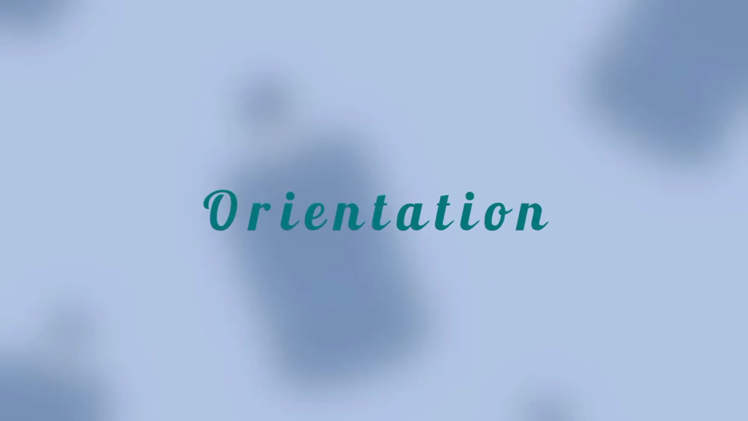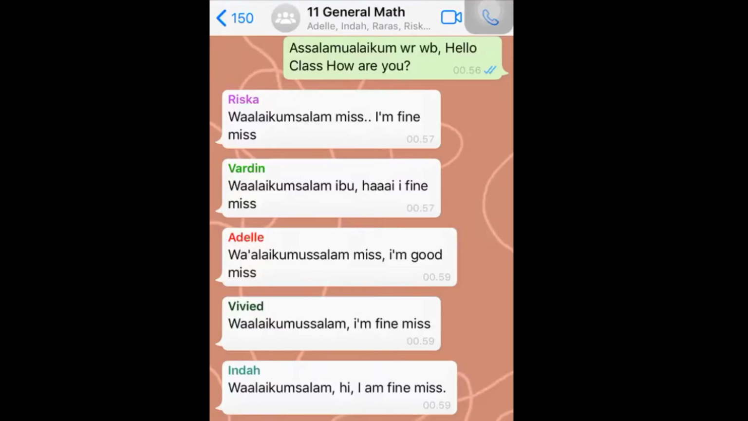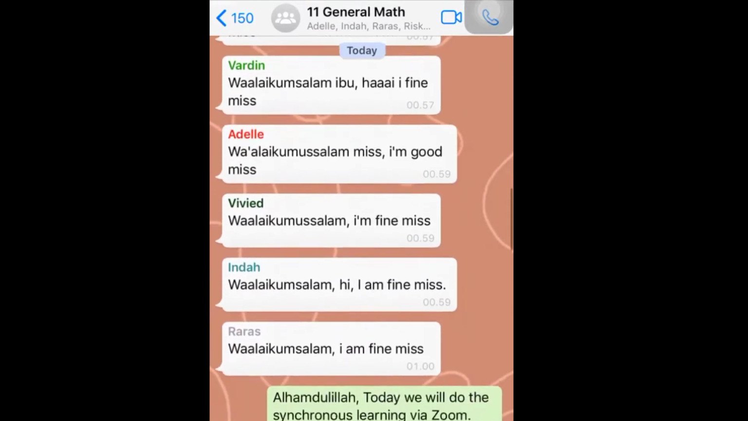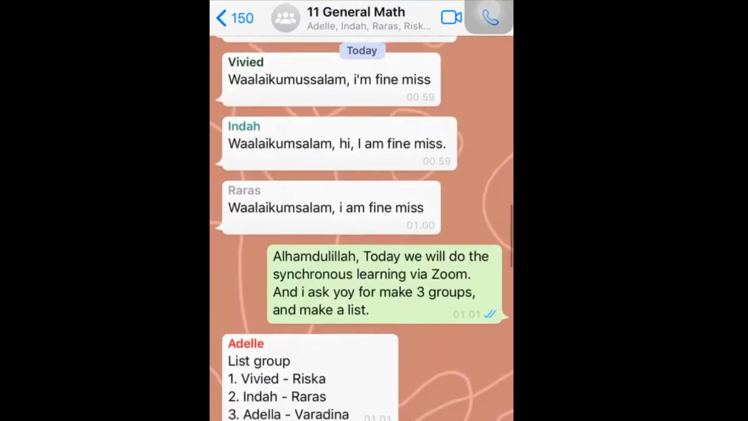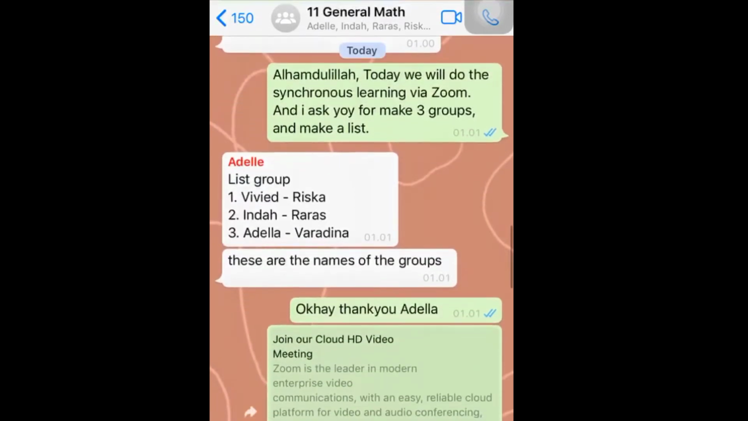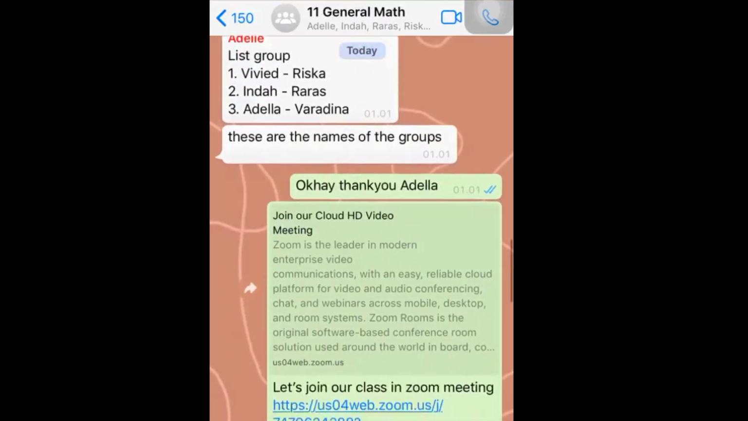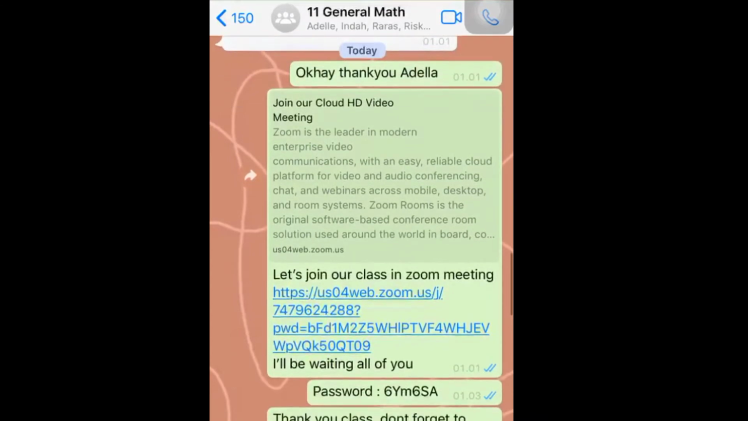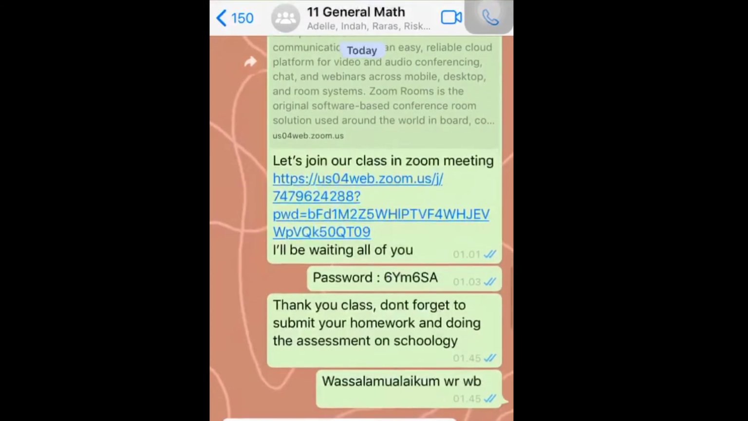For the first introduction, there is orientation. The teacher opens the lesson briefly and provides Zoom links via WhatsApp group. And the teacher gives instructions to define study groups consisting of two to three people, heterogeneously.